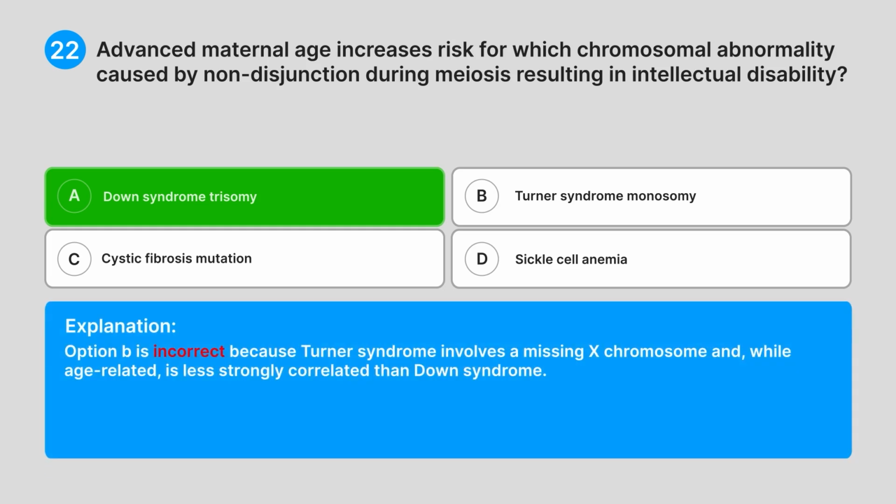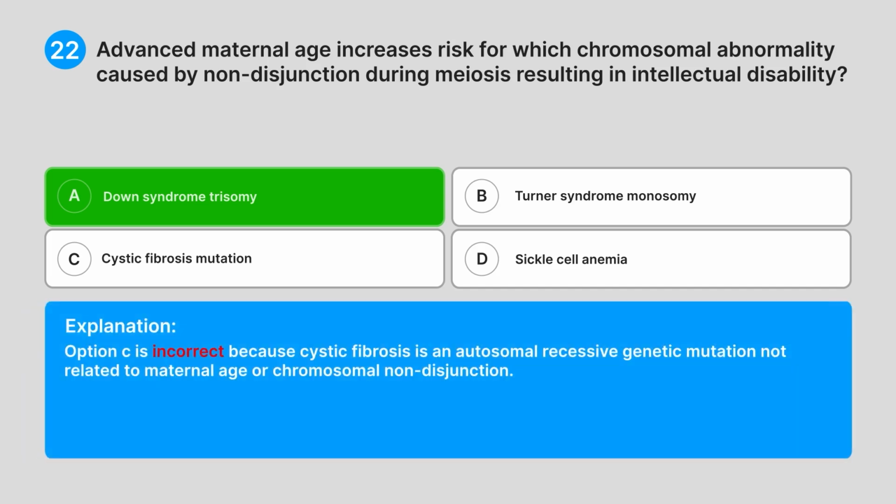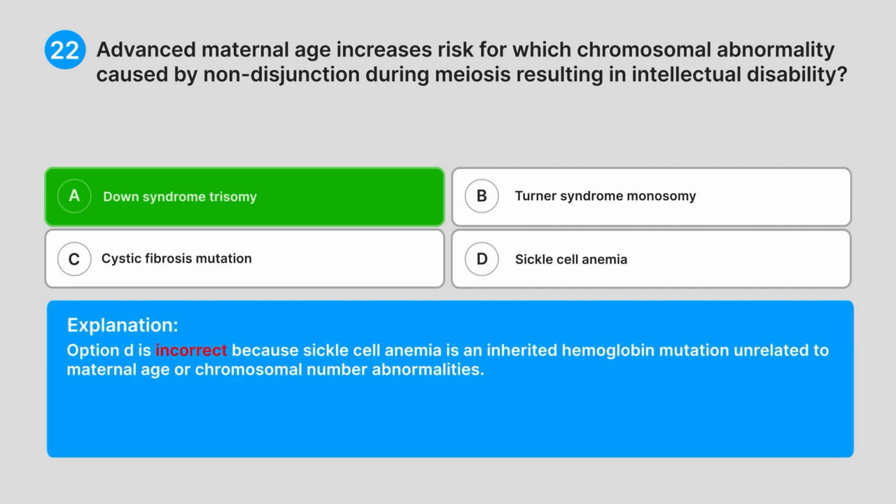Option B is incorrect because Turner syndrome involves a missing X chromosome and, while age-related, is less strongly correlated than Down syndrome. Option C is incorrect because cystic fibrosis is an autosomal recessive genetic mutation, not related to maternal age or chromosomal non-disjunction. Option D is incorrect because sickle cell anemia is an inherited hemoglobin mutation, unrelated to maternal age or chromosomal number abnormalities.